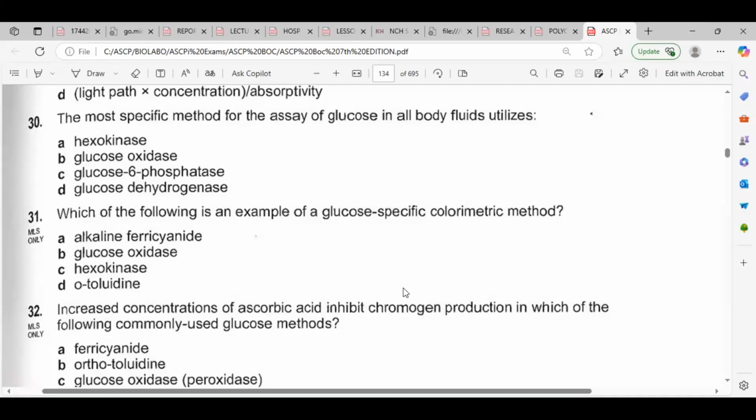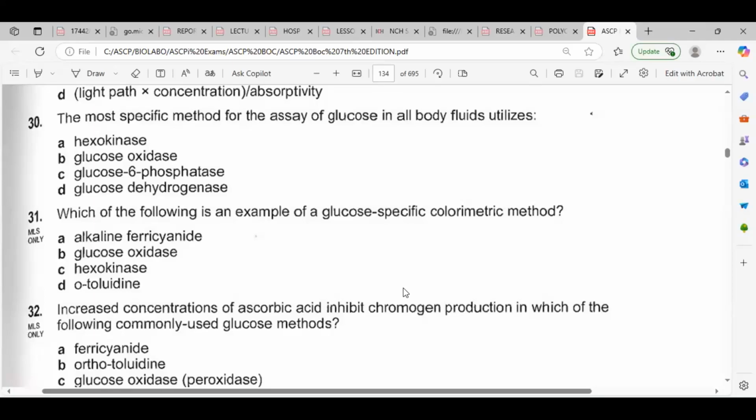But for oxidase, glucose oxidase, what happens is that glucose is oxidized, and then when it is oxidized, it will now generate what we call gluconic acid, isn't it?